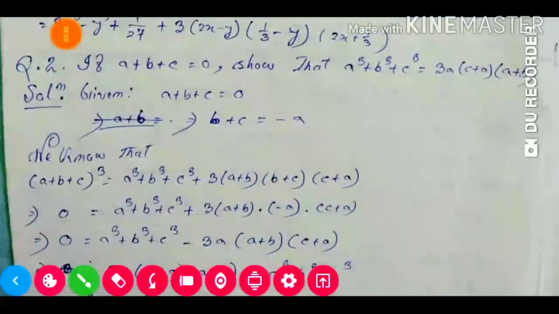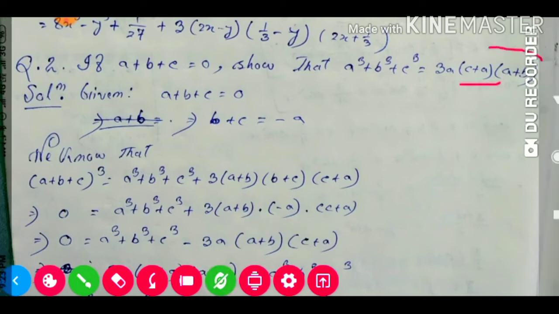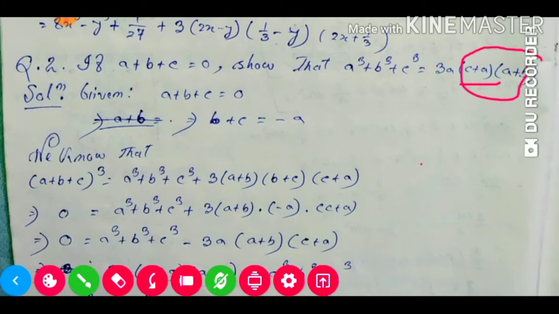Now question number 2. If a plus b plus c equals 0, then show that a cube plus b cube plus c cube is equal to thrice (c plus a) and (a plus b). Here (b plus c) is missing. So given is a plus b plus c is equal to 0. So b plus c is missing.